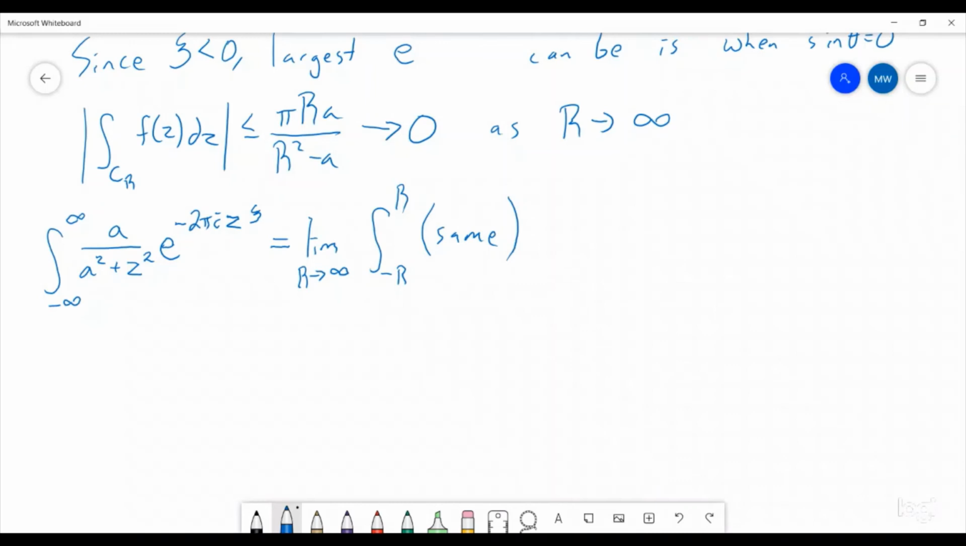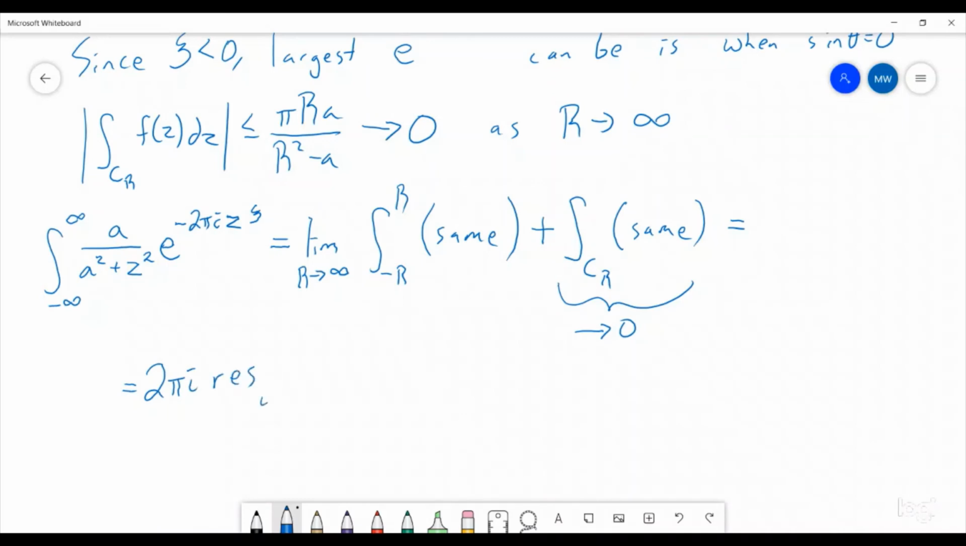But this is equal to the same thing as if we were to add the integral over our contour of the same stuff. But this stuff goes to 0, which means that this whole thing is going to be equal to the residue of our function there. So this is all going to be equal to 2 pi i times the residue at ia of f of z. So now we just have to calculate what that residue is.